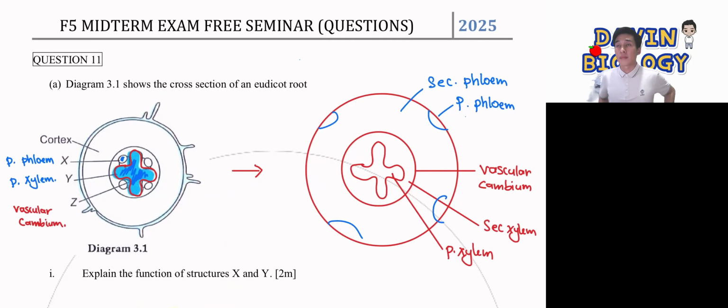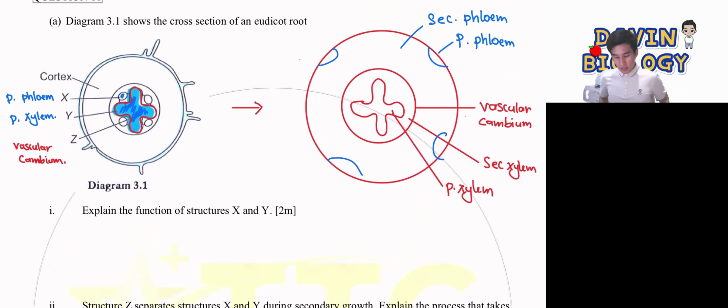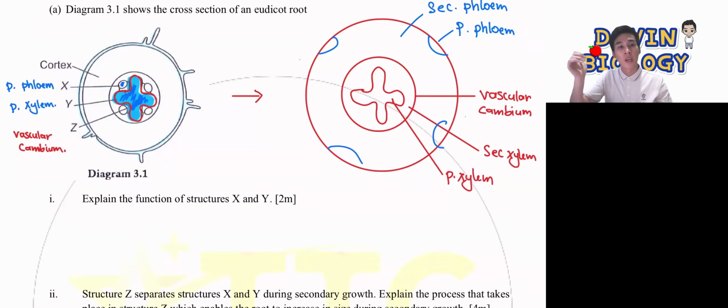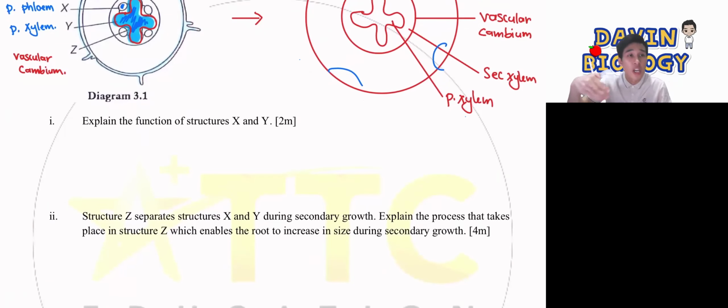And if they ever ask, the process of secondary growth in root is the same. You just have to say the vascular cambium divides by mitosis to form secondary xylem, primary xylem. But for the root, it doesn't have cambium, like we mentioned just now. Understand? Now, explain the function of structure X and Y.